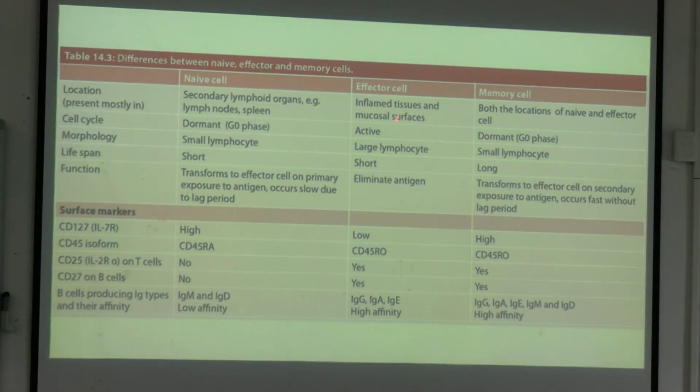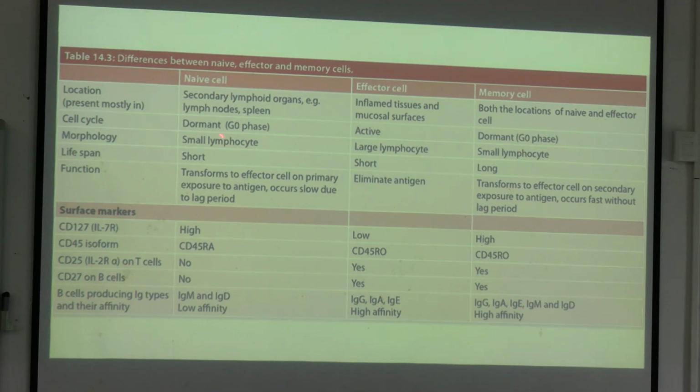Effector cells are located in the inflamed tissue and the mucosal surfaces. And the memory cells are located in both these areas, because some portion of the long-lived cells will be the memory cells. So they will be present in both the location of the naive cell and the location of the effector cell. Okay.